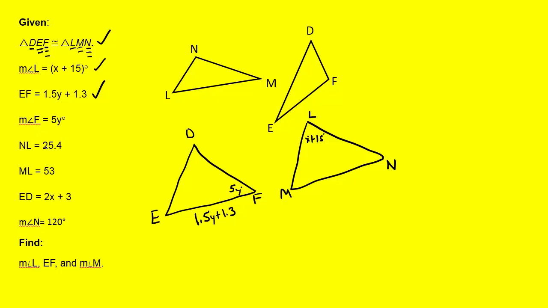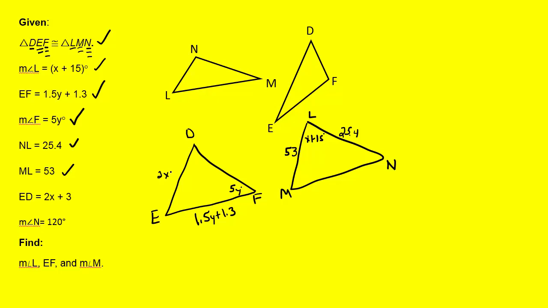The other one is NL. The distance from N to L is 25.4. NL is this segment, so I'll put the length of it right around the middle area. Put a check here. Oh, I forgot to put a check for that one. And the distance from M to L is 53. M to L is this one, so it's 53. I'll put a check next to that. ED is 2x plus 3. Again, this is the length from E to D.